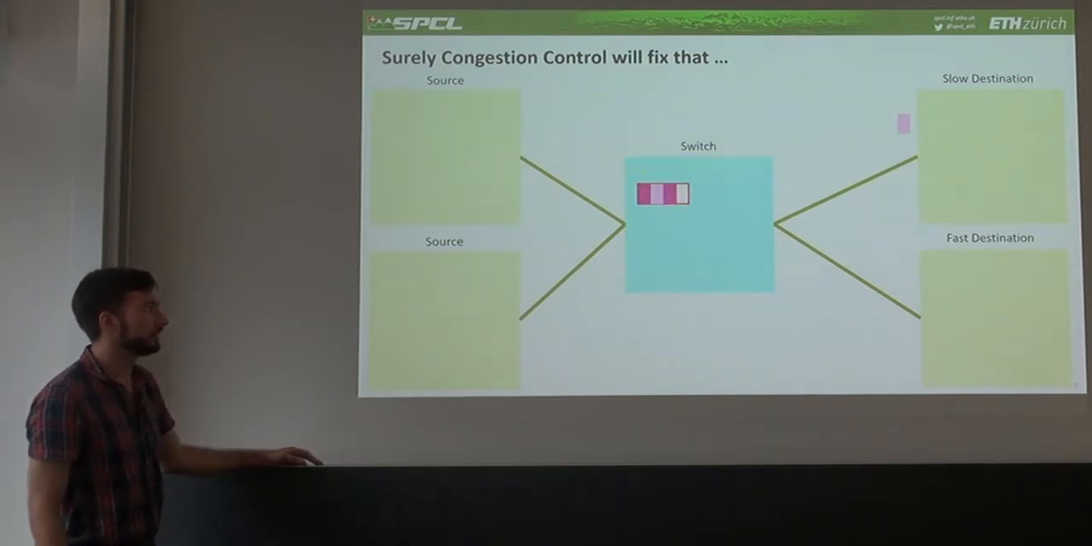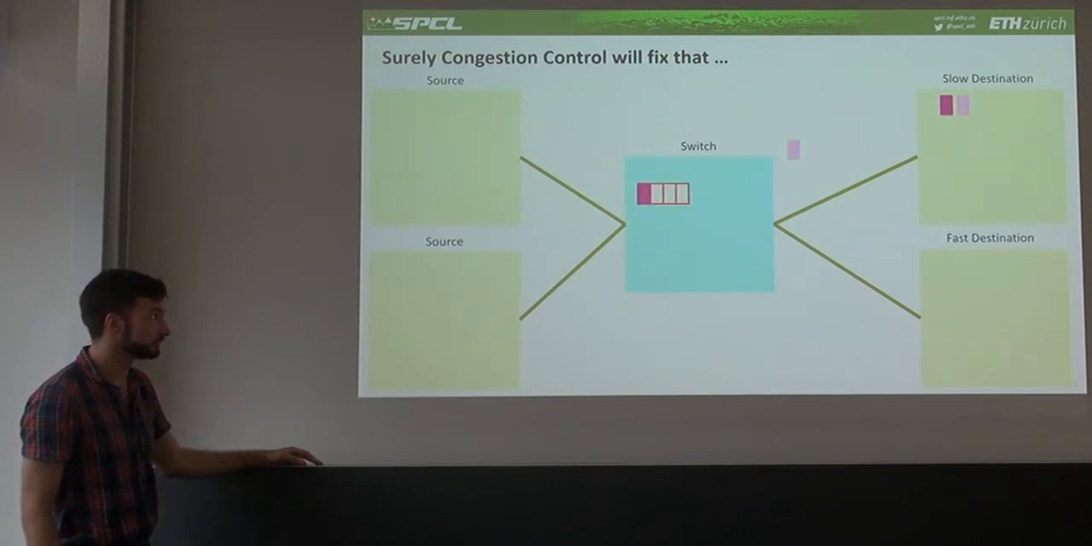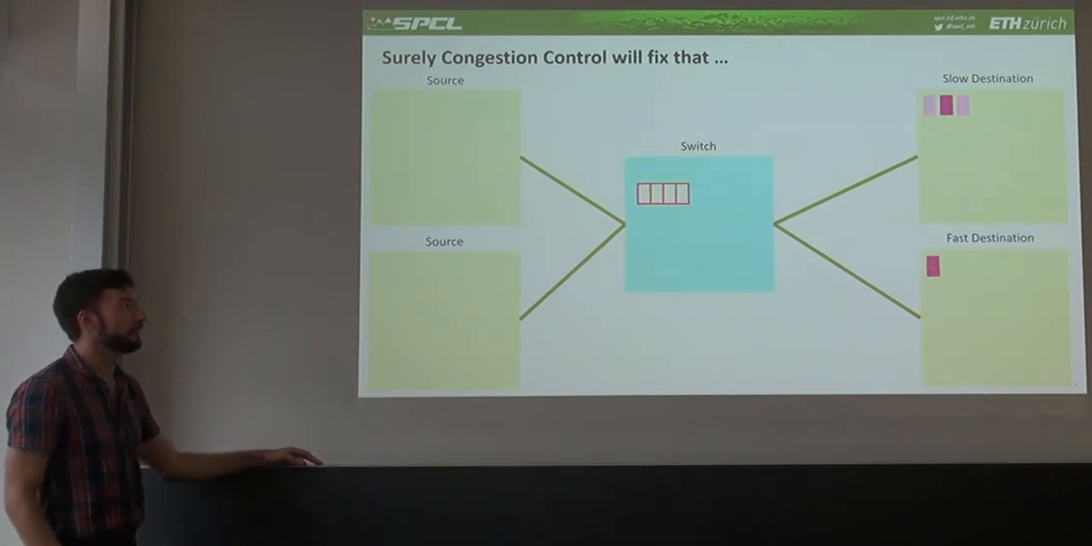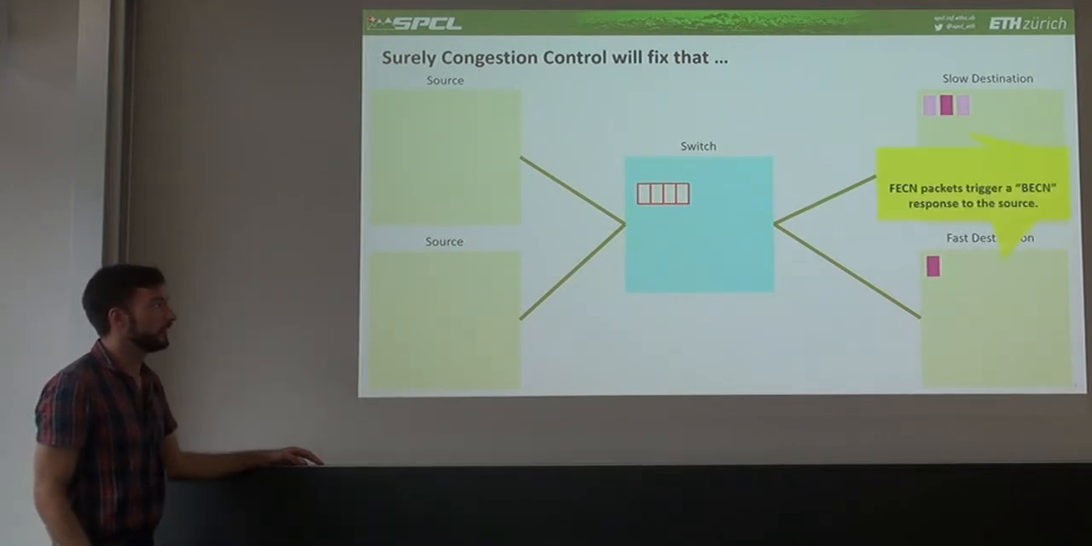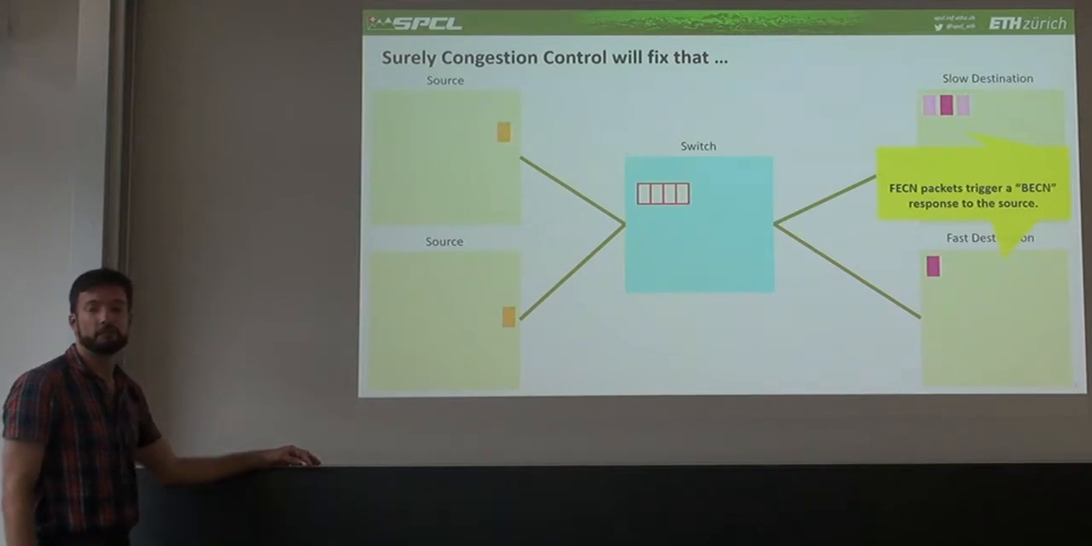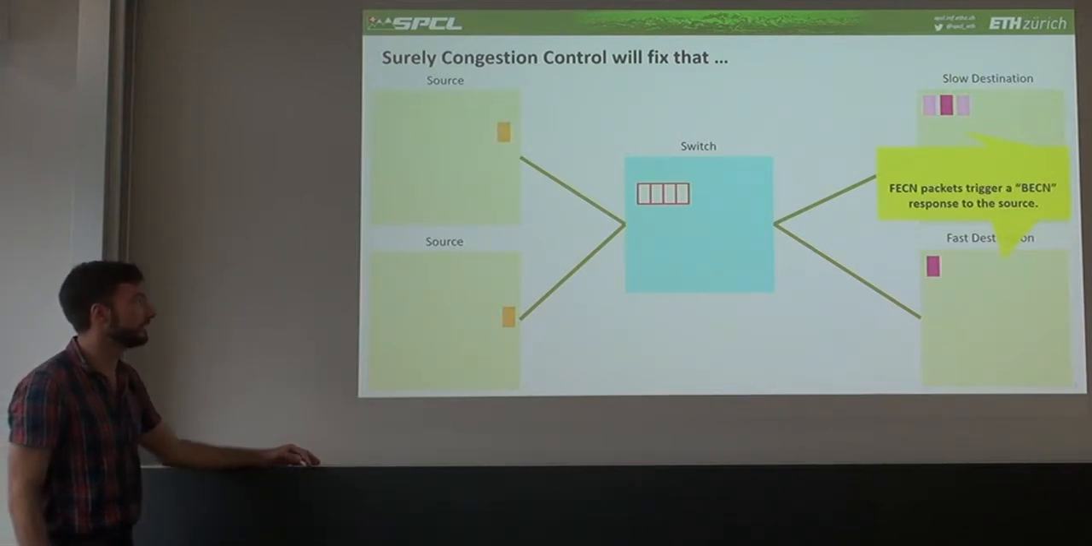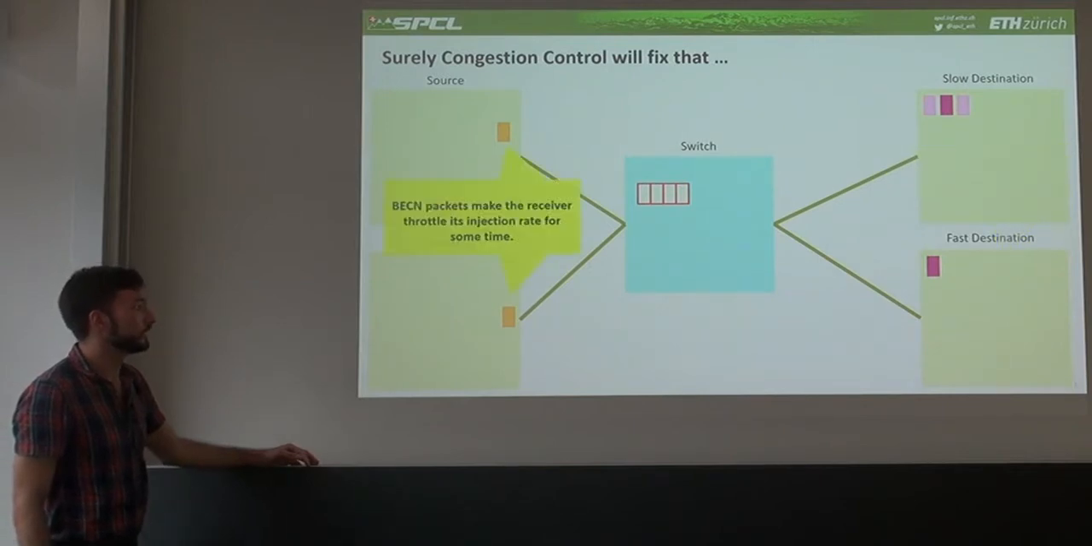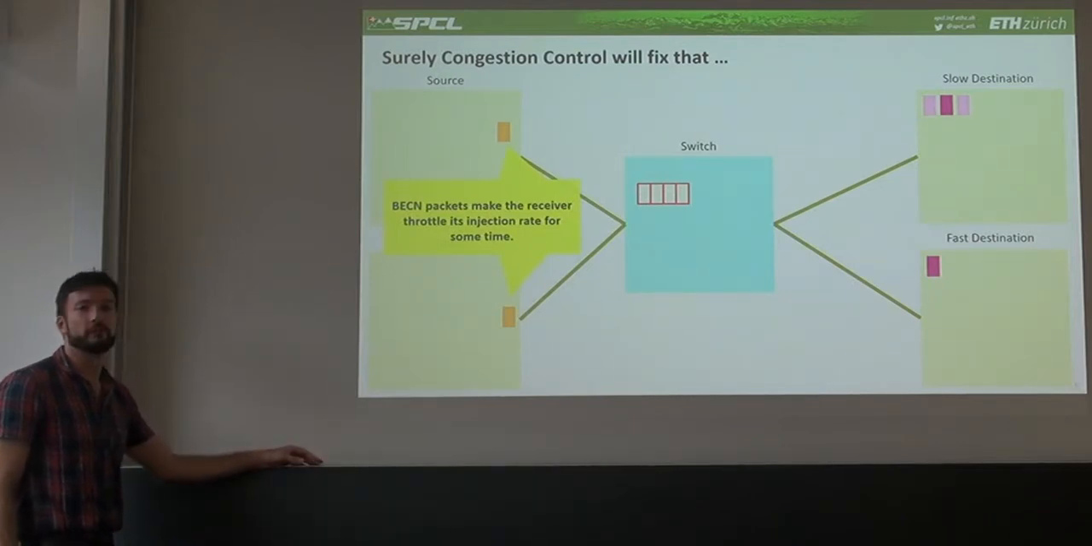And at some point, they will reach their destinations. And if a FECN marked packet arrives at a destination, the destination will mark a packet with a BECN bit and send this packet, or piggyback this BECN bit, to the sender. And when a packet marked with a BECN bit arrives at the sender, it will slow its injection rate for some amount of time. This usually works well to remove congestion in an InfiniBand network.